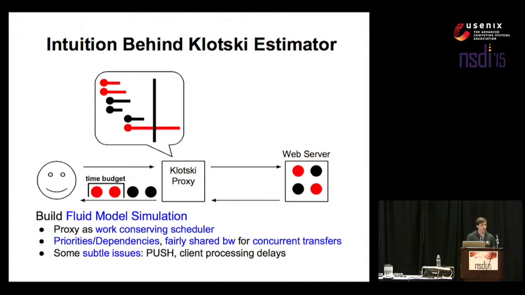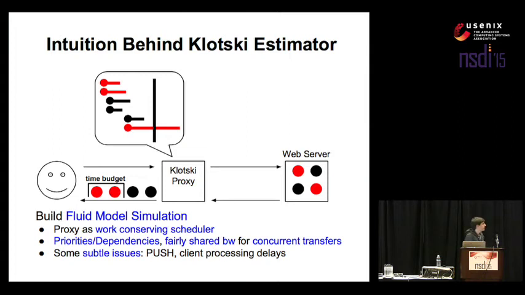And we built in some fixes for some of the subtle issues like how do you preemptively push resources and what about client processing delays? That is, if you give a client a JavaScript resource, they're going to have to take some time to actually process that before they start requesting new things. So all that gets built into the load time estimator.